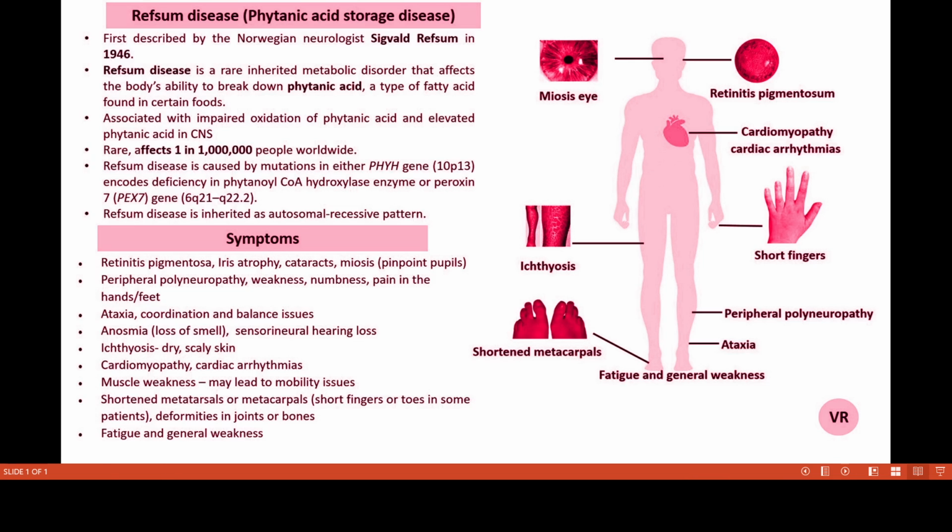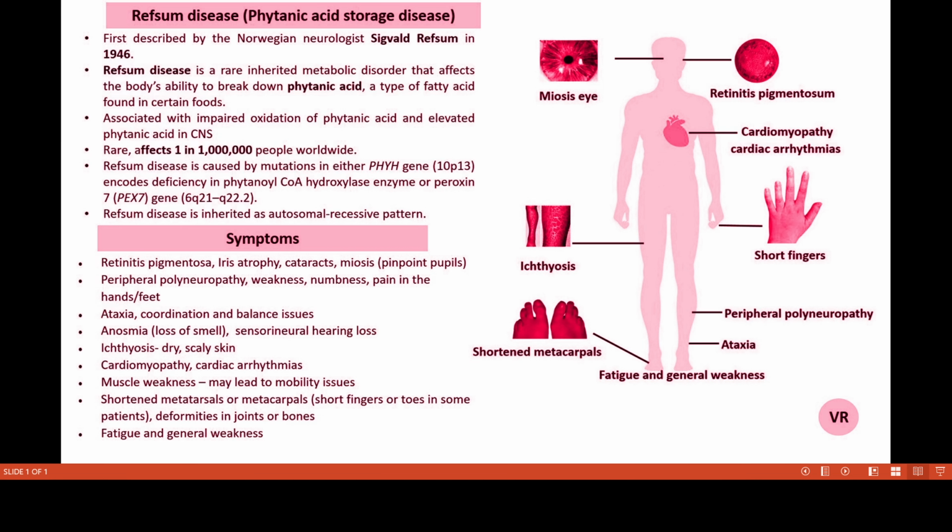Refsum disease is caused by mutation in either the PHYH gene, which more commonly encodes the enzyme Phytanoyl-CoA hydroxylase, or the PEX7 gene, less commonly. The Phytanoyl-CoA hydroxylase enzyme is encoded by the PHYH gene.